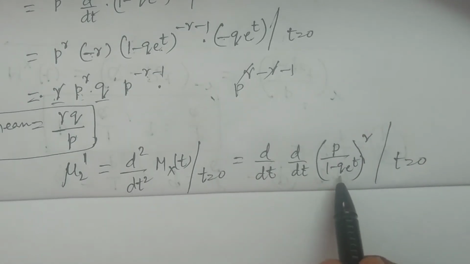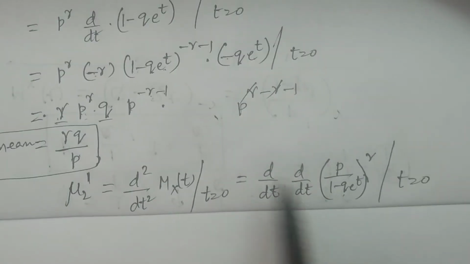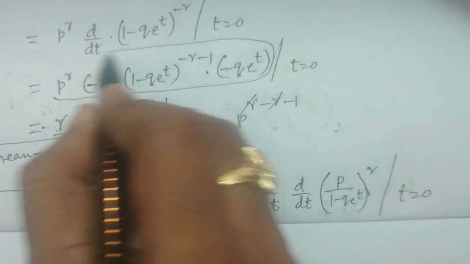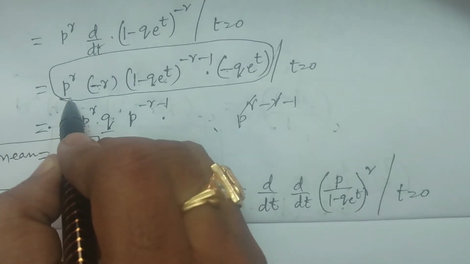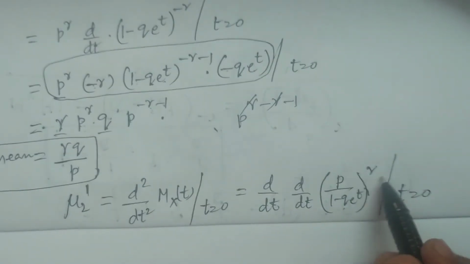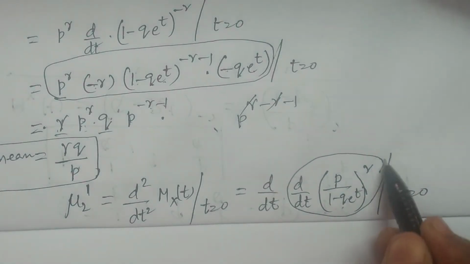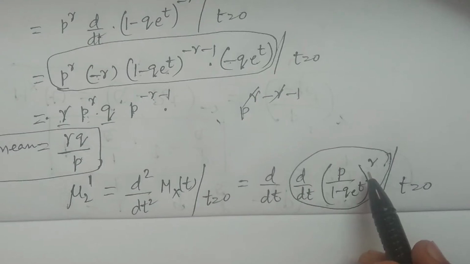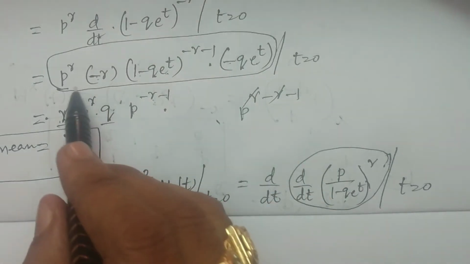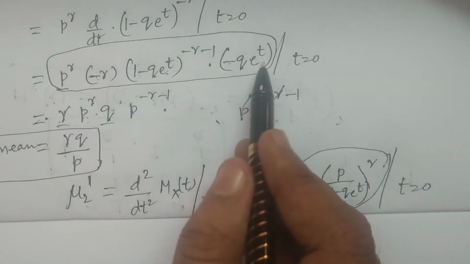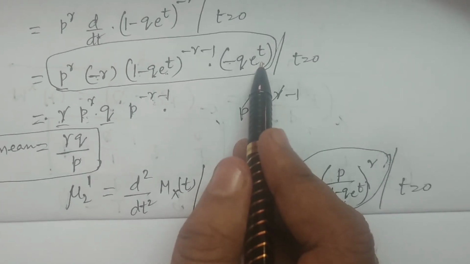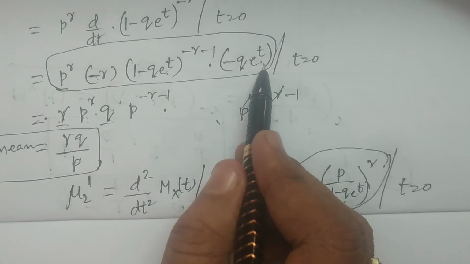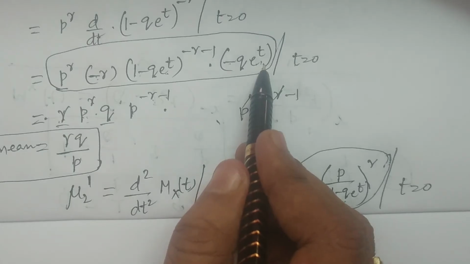This one we have already differentiated one time. Here you see, this is the differentiation, the first time is completed. That is d by dt of (p by (1 minus q e power t)) the whole power r, in which I'm taking all the constants outside. Observe this particular term. This is the first differentiation, d by dt of M_X(t), not substituting t equal to 0. You must be very clear, right?